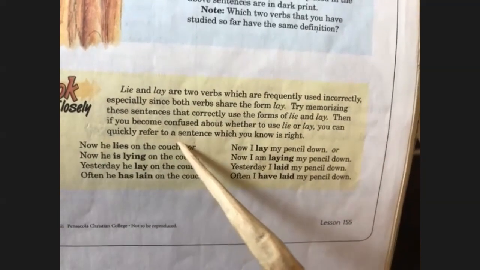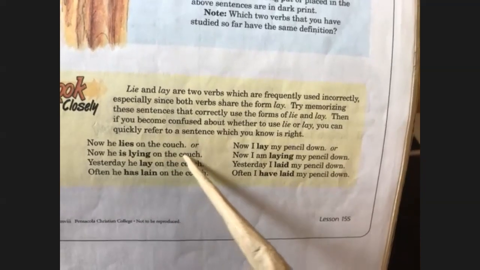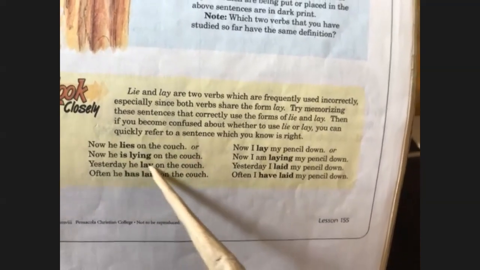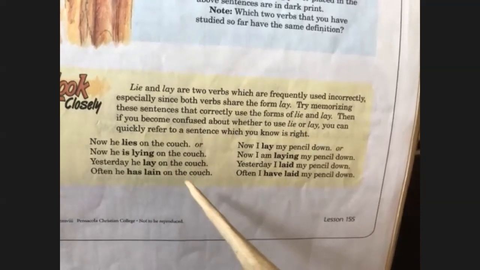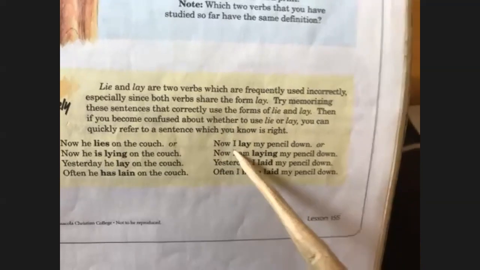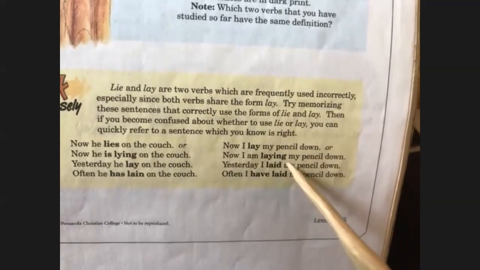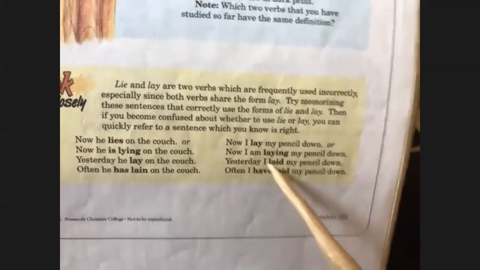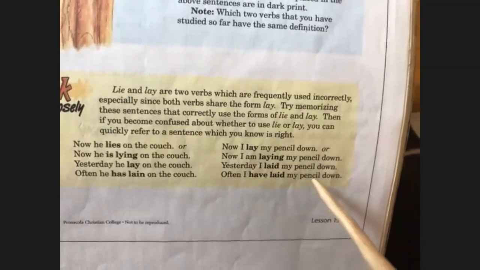Now he lies on the couch. Now he is lying on the couch. Yesterday he lay on the couch. Often he has lain on the couch. That's all the uses of lie. Now I lay my pencil down, or now I am laying my pencil down. Yesterday I laid my pencil down. Often I have laid my pencil down.